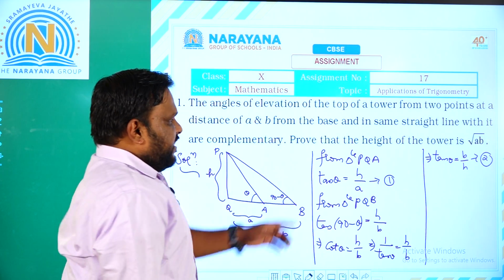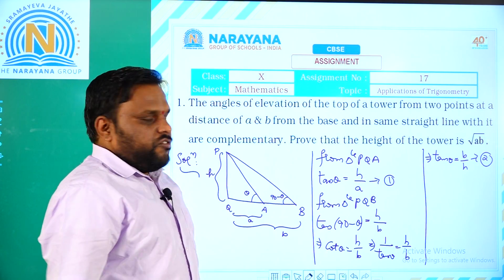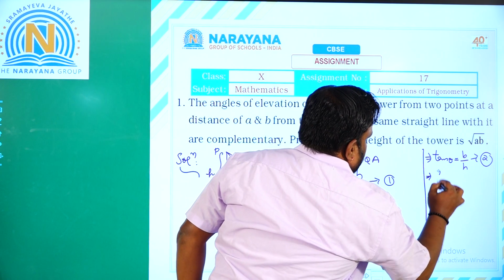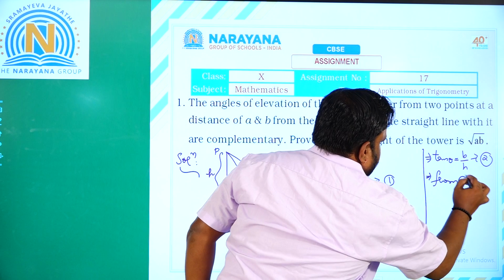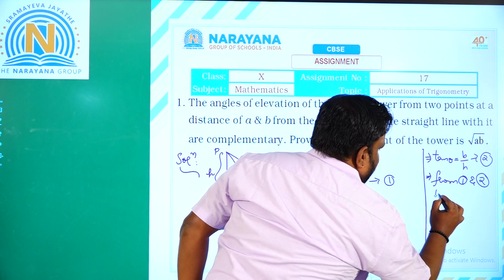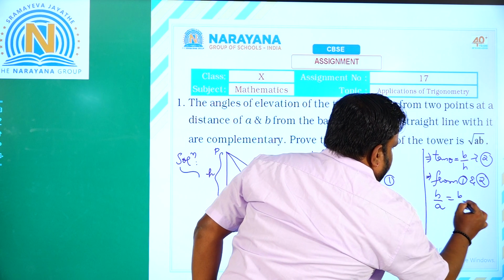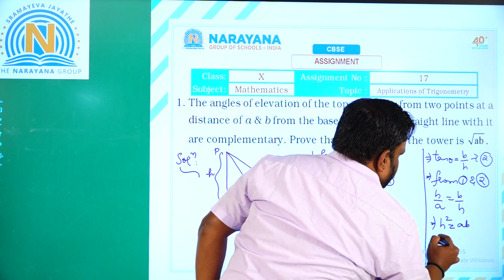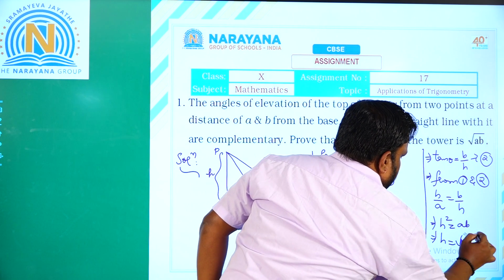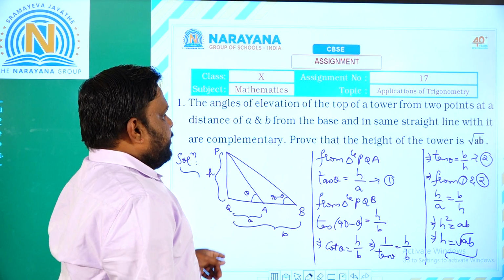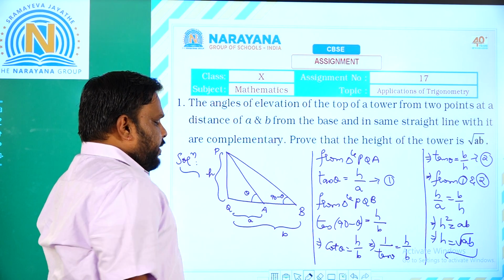Now if you observe the first and second equations, the LHS of those two equations are the same. So hence you can equate the RHS. So from equations 1 and 2, h by A is equal to B by h. On cross multiplication, h square is equal to AB. From here h is equal to root AB. This is what you have to prove. Therefore, the height of the tower is root AB.